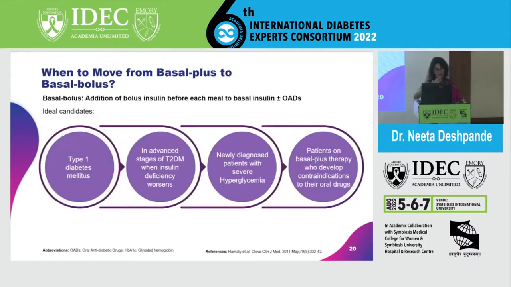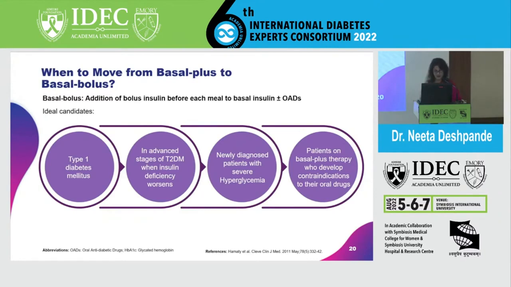So when you move from basal plus, that means basal plus 1 prandial, all the way to basal bolus, you have to do that in type 1 diabetes. Please remember that type 1 diabetes treatment cannot happen with premix insulin. It cannot even happen with basal plus. It has to go all the way to basal bolus, and that's the best way of treating your type 1s.